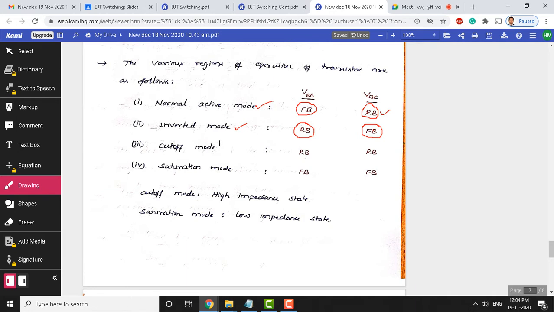And other two modes which are popular in switching operation is the cutoff mode and the saturation mode. Inverted mode we don't use it in any applications, but the modes that are very popular are normal active mode, which is quite popular when we want to use BJT as an amplifier. When we want to use BJT as a switch, the cutoff mode and saturation mode is preferred. So, in these modes BJT will work like a switch.